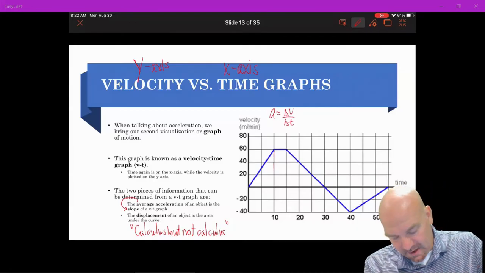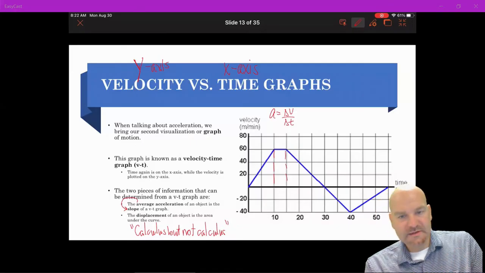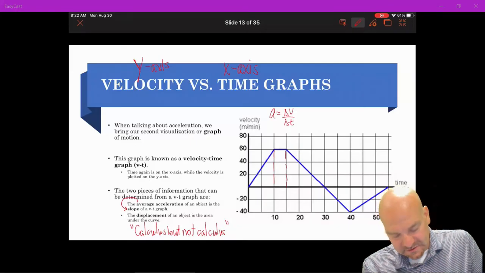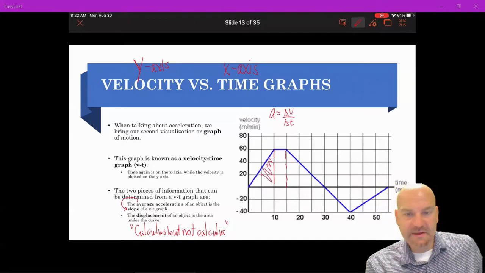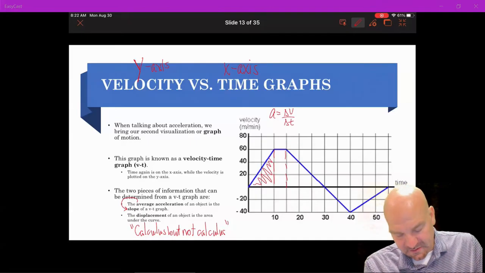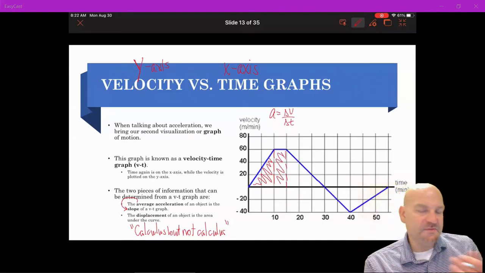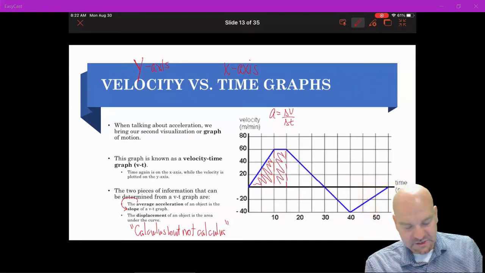In AP Physics 1, all of our areas are going to be squares, rectangles, or triangles. Okay, and so if I want to find the displacement of this piece, I'm just going to do 1/2 base times height. If I want to find the displacement of this piece, I'm just going to do base times height. And you just piece it together, okay?